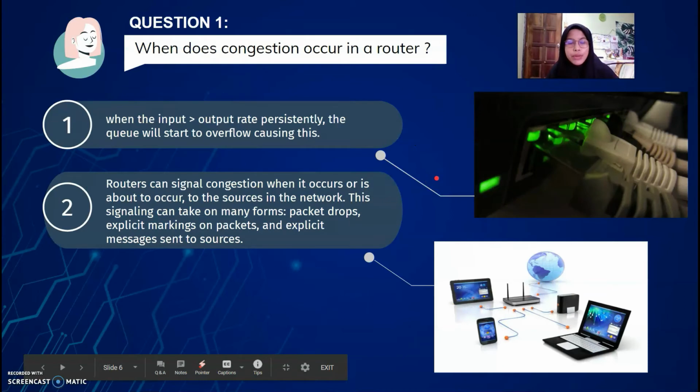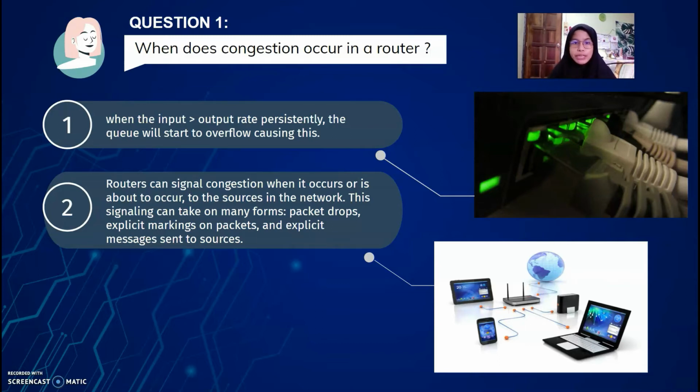First question: when does congestion or traffic network occur in a router? The answer for this question is when the input rate persistently exceeds the output rate, the queue will start to overflow, causing this. However, routers can signal congestion when it occurs or is about to occur to the sources in the network. This signaling can take on many forms: packet drops, explicit marking on packets, and explicit messages to the sources.